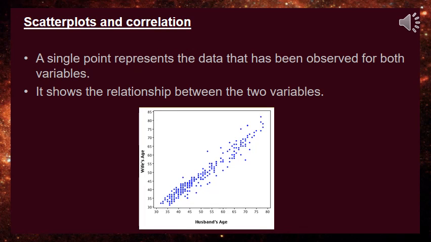A scatter plot looks like this. You have a nice image here. And I'm sure you have seen scatter plots before. In a scatter plot, each point represents the relationship between two quantitative variables related to the same subject. So here, each blue point represents a couple. And in this couple, there are two quantitative variables, the age of the wife and the age of the husband.